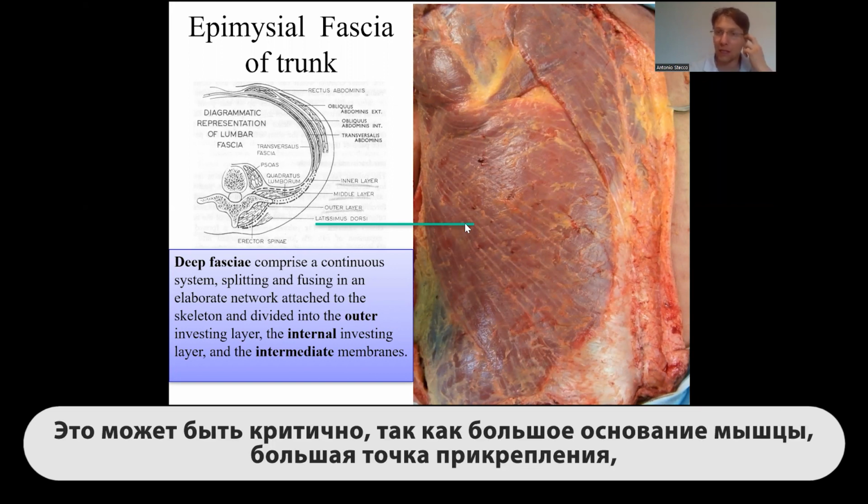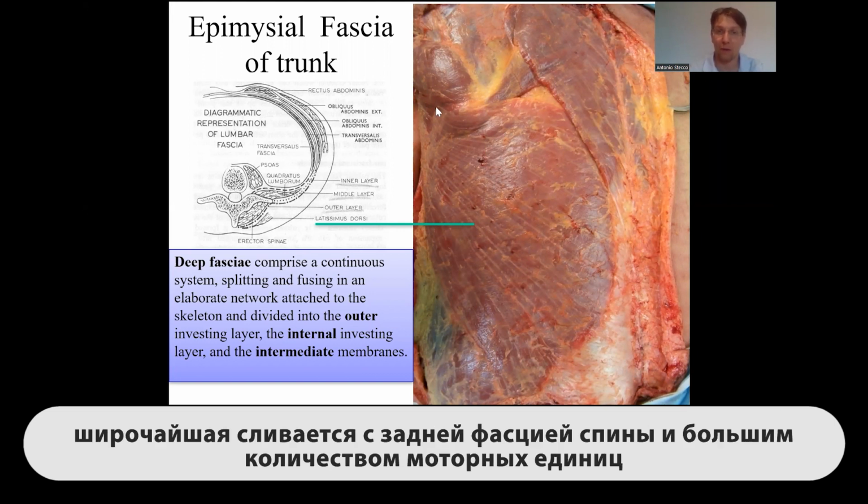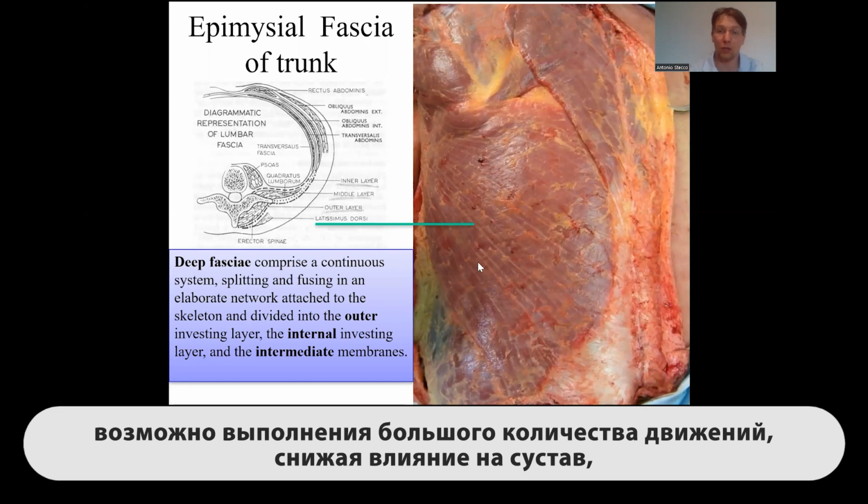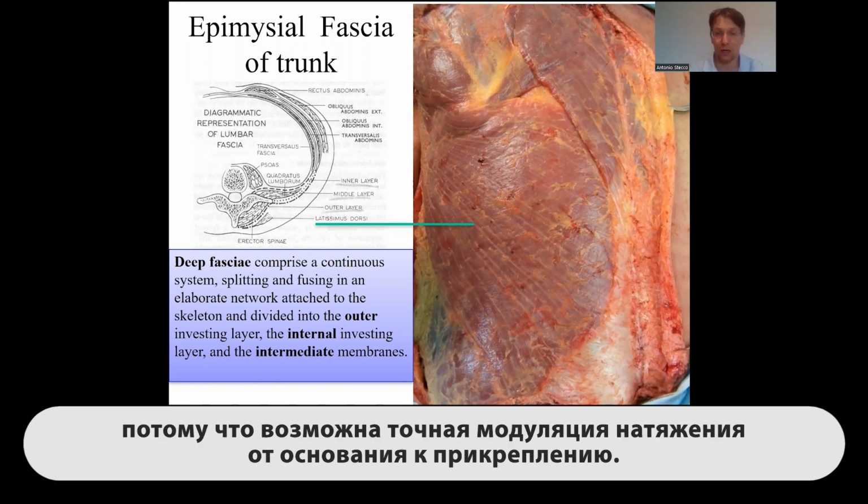And this can be critical because with a large origin, as well as a large insertion, you will see later on, latissimus merges with a strong connection with the posterior region of the brachial fascia. And with a lot of motor units, you are able to perform many more motions, stressing the joint less, because you are able to modulate the tension from the origin to the insertion.